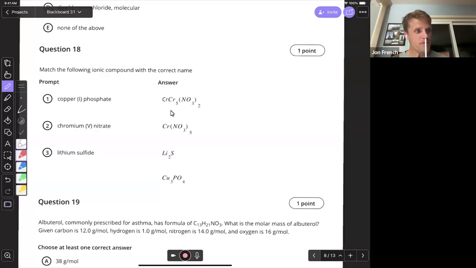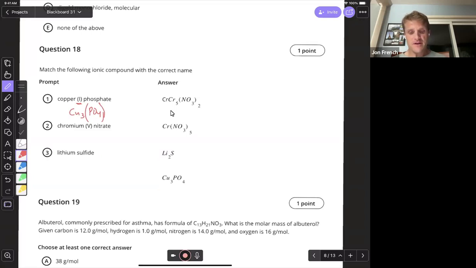All right, next part, we'll go through 18, 19, 21. Yeah, so copper 1 phosphate. Phosphate is PO4 3 minus. So to balance that out, if we have copper 1, we're going to need 3 coppers to balance out the -3 charge on phosphate. So copper 1 phosphate would be Cu3PO4.